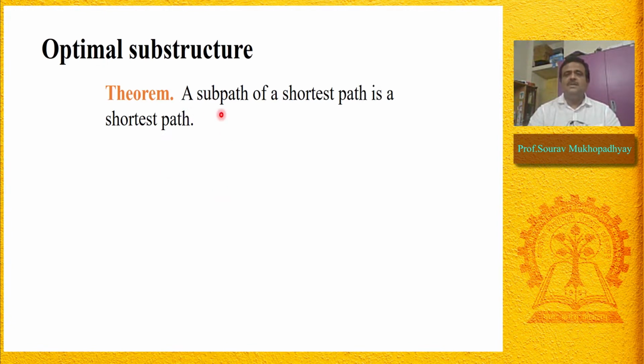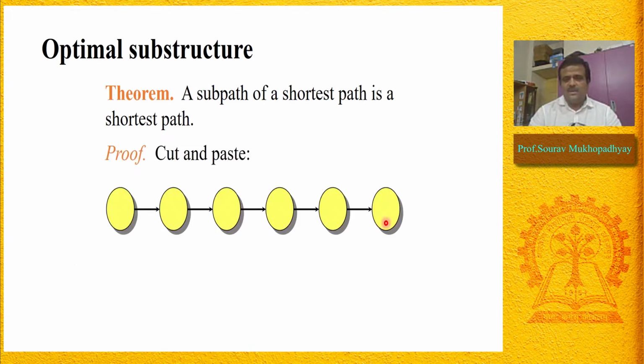Yes. The theorem is telling a subpath of a shortest path is also a shortest path. So, suppose we are given a shortest path between 2 vertices u and v. Now, if we consider a subpath, say between x and y, this will also be a shortest path between x and y. So, if we are given a shortest path from u to v, and we consider a subpath between x and y, our claim is this is a shortest path from x to y. So, how to prove that?